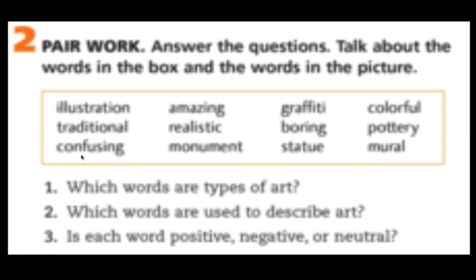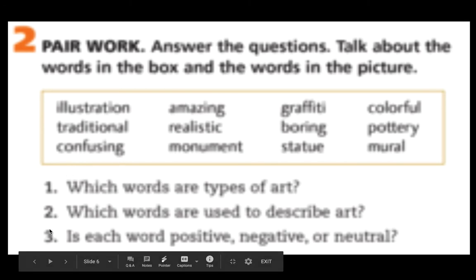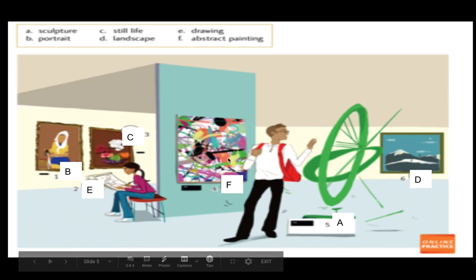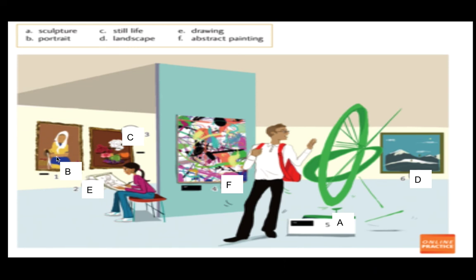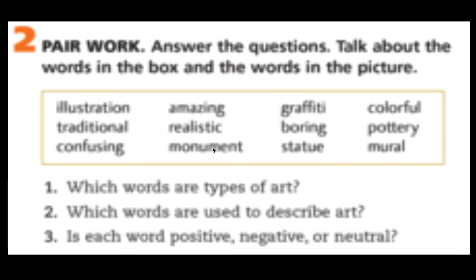Confusing. If you don't understand something, it is confusing. So one, two, this one is three. I think this is maybe neutral. I think abstract art, this image, this painting is very confusing. If you look at the other paintings, it's an old lady, there are some flowers. I don't know what is showing here. It's very confusing.